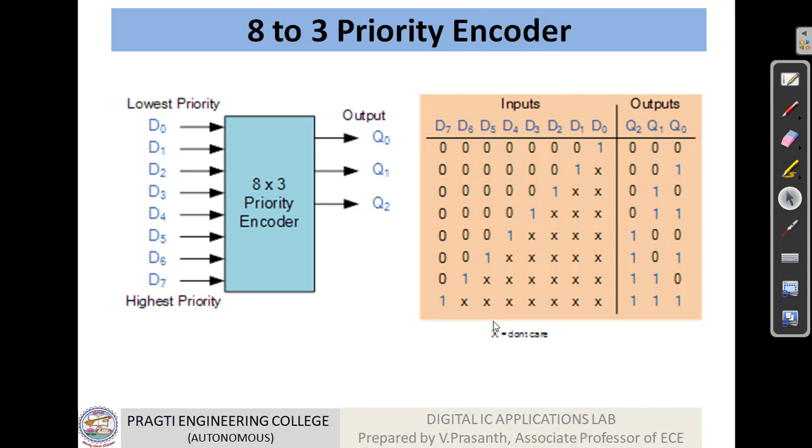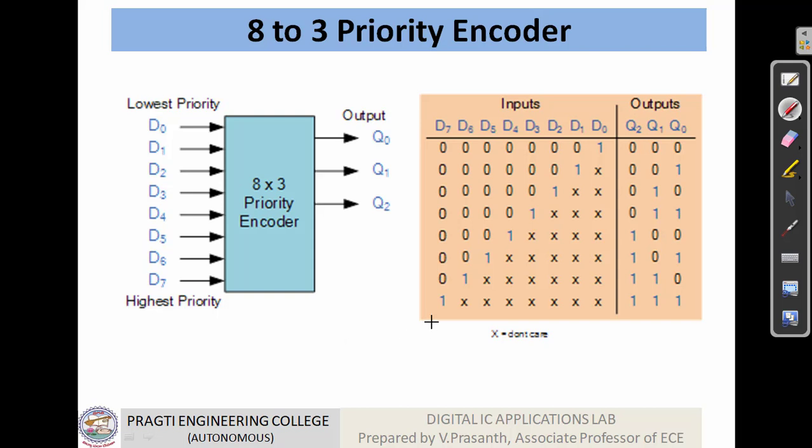So now we will be going with the explanation part. Now we are having D0 to D7. D0 will be the lowest priority and D7 will be the highest priority. And the outputs are Q0, Q1, Q2. So obviously it represents 0 to 7, 0, 0, 0 to 1, 1, 1. Now let me take the explanation part.